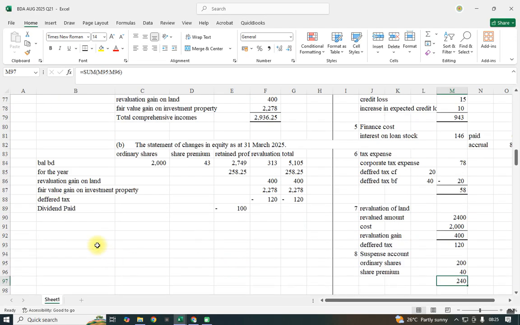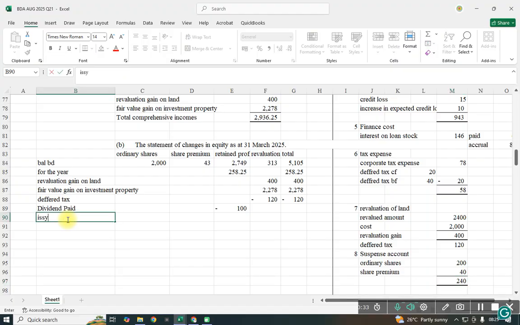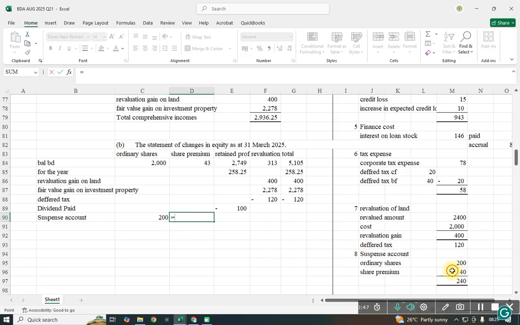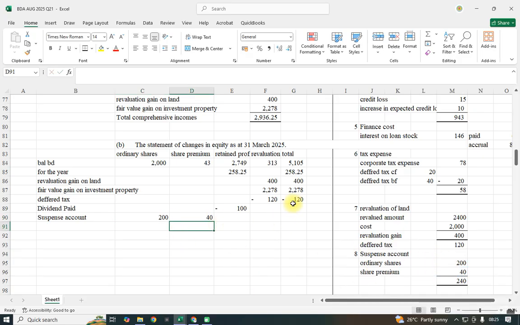So correcting that, here we have the issue of shares, or I can just write suspense account. I think that will be best. For the suspense, what we issued was ordinary 200 and share premium of 40, so that we correct the suspense account.